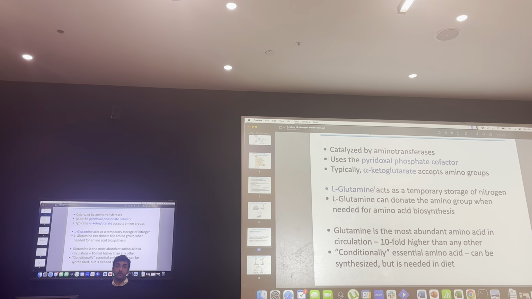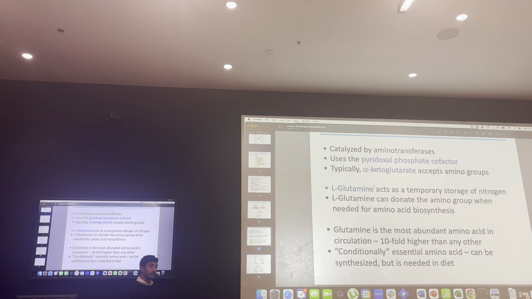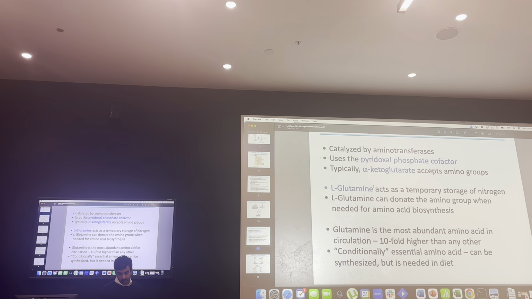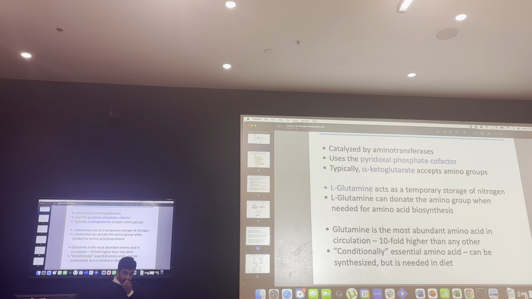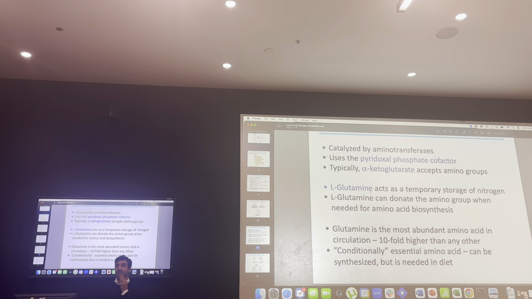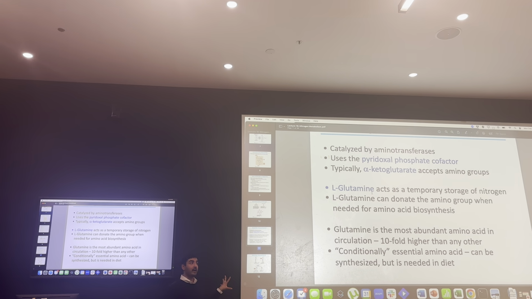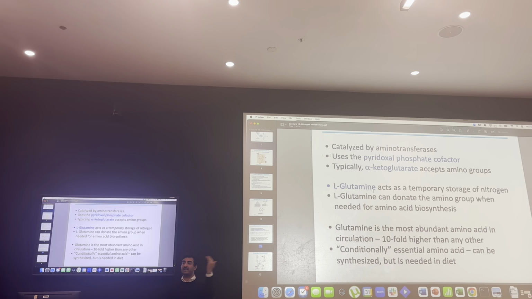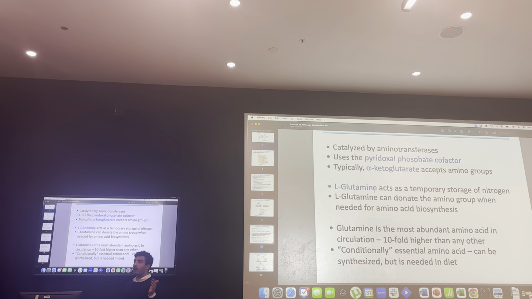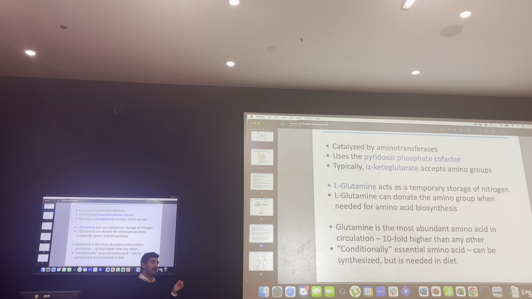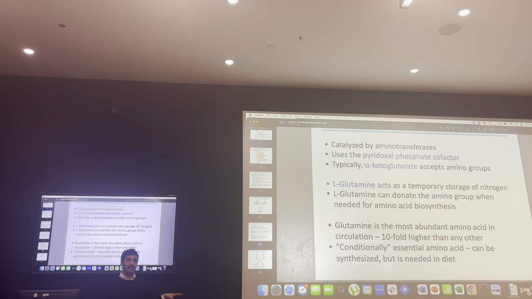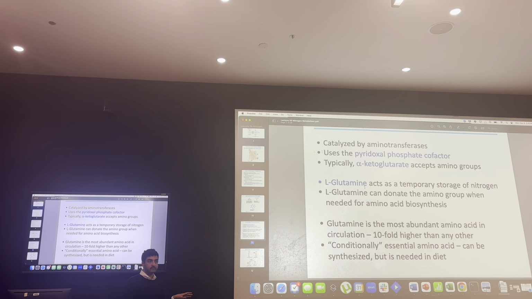alanine will be used from muscle cells specifically, right, or skeletal muscle cells specifically. But given that glutamine has this vital function across all of your cells in your body, it will be present in higher levels. Alanine will also be present to some degree, but not nearly to the same extent as glutamine, right?